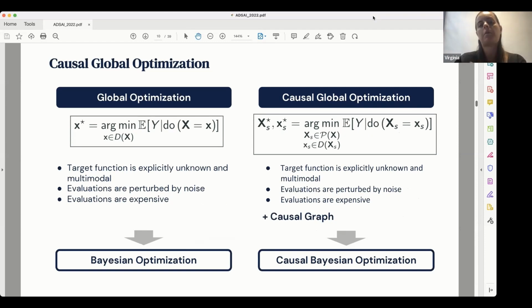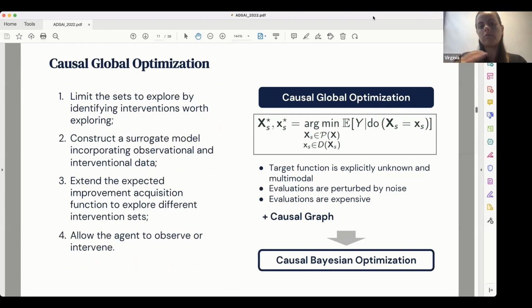So when we have the same type of setting, but we also have a causal graph that describes causal relationship between inputs and output, we can resort to causal Bayesian optimization. There are four main ingredients to the causal Bayesian optimization algorithm, and we're going to look at them together one by one.